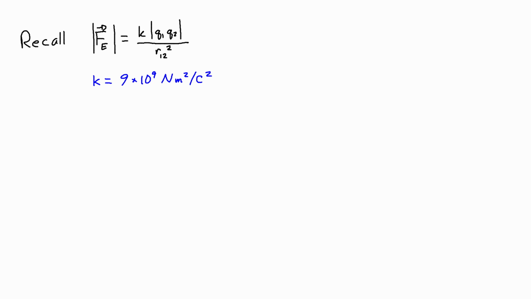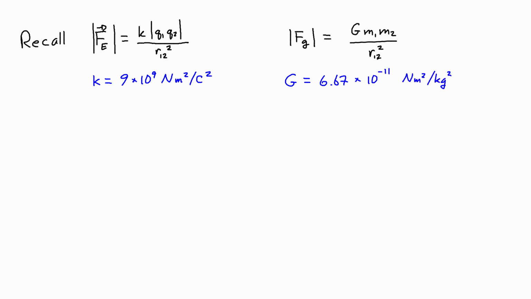If you think back to the last bit on Coulomb's law, we can recall the expression for Coulomb's law was F_E, the electric force, is equal to k q1 q2 over r12 squared, and that's for a point charge. We can compare that with Newton's law of universal gravitation, which says that the gravitational force is equal to G times m1 times m2 over r12 squared. In this case, G is a universal constant, 6.67 times 10 to the negative 11 newton meters squared per kilogram squared.